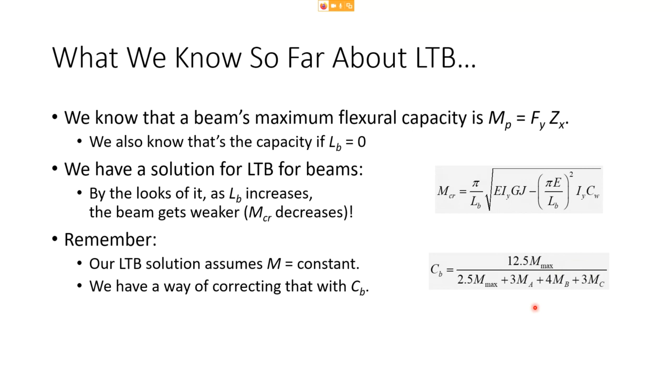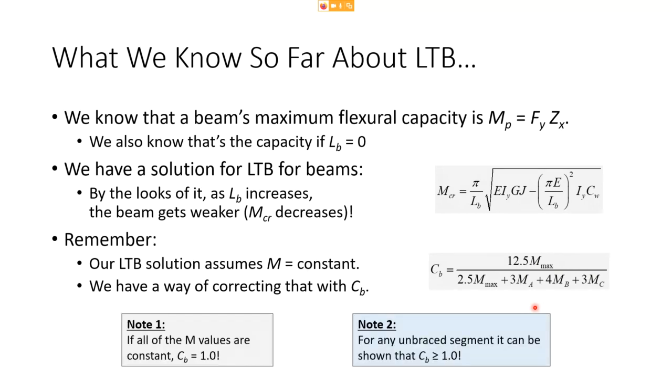So the first note about this CB term is that if the moments are constant, CB is 1. Another note is that if you look at this equation, you can show that for any segment, CB has to be greater than or equal to 1. You can never really have a CB value that's smaller than 1. It's got to be bigger, because the Mmax term is always going to be bigger than the MA, MB, and MC terms.